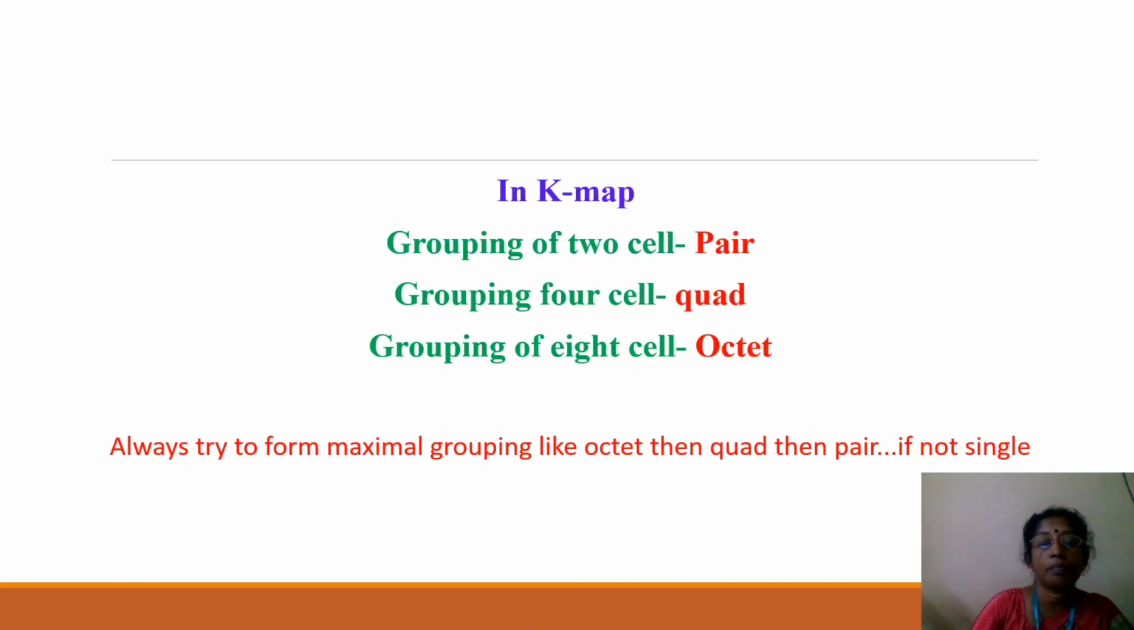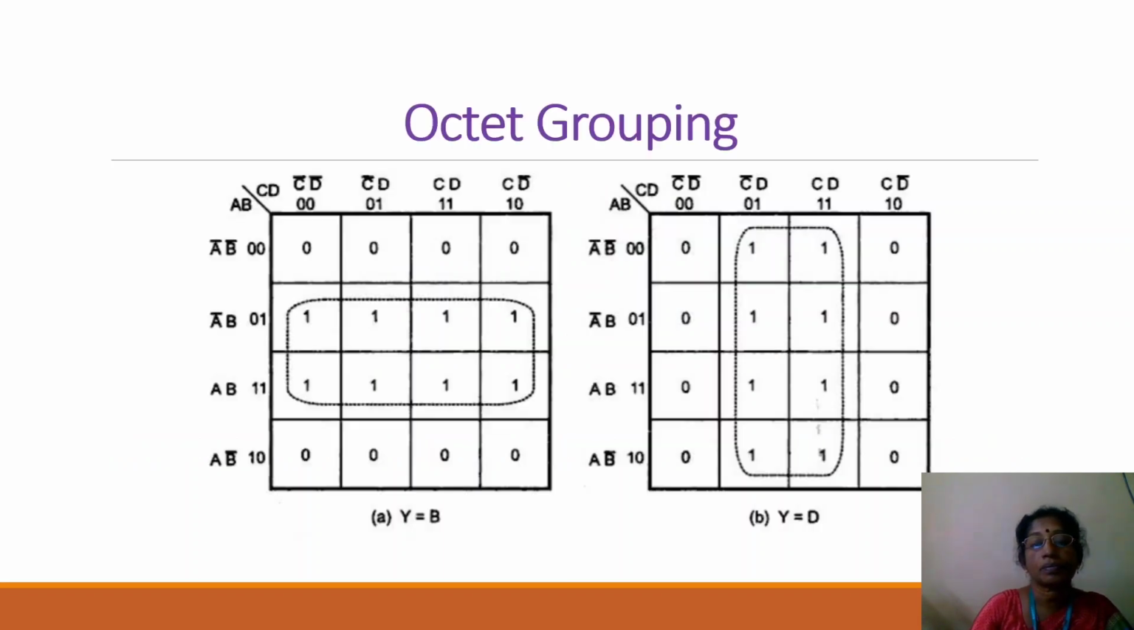In a K map, grouping of 2 cells is termed as pair, grouping 4 cells is termed as quad, grouping of 8 cells is termed as octet. Whenever we are grouping, we have to start from the maximal grouping, that is octet. If there is no octet, then we go for quad. Then we go for pair. If nothing else is possible, then we can go for the single.